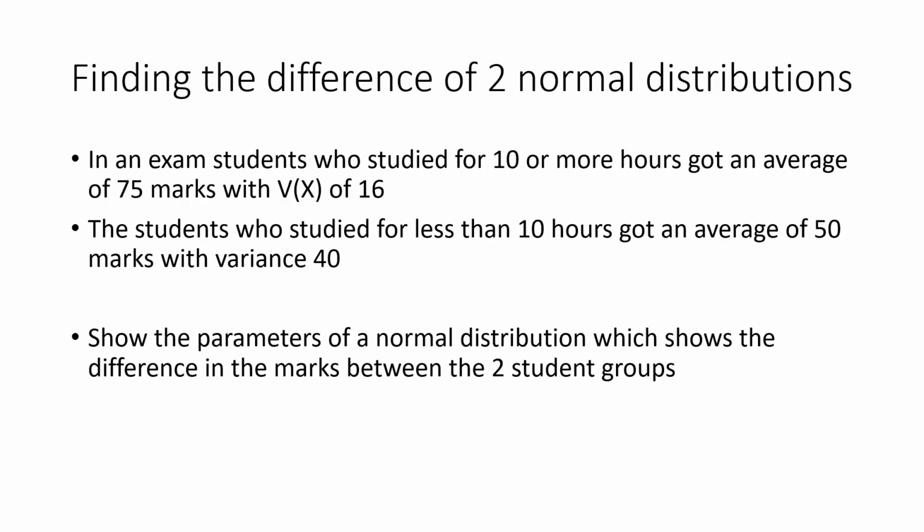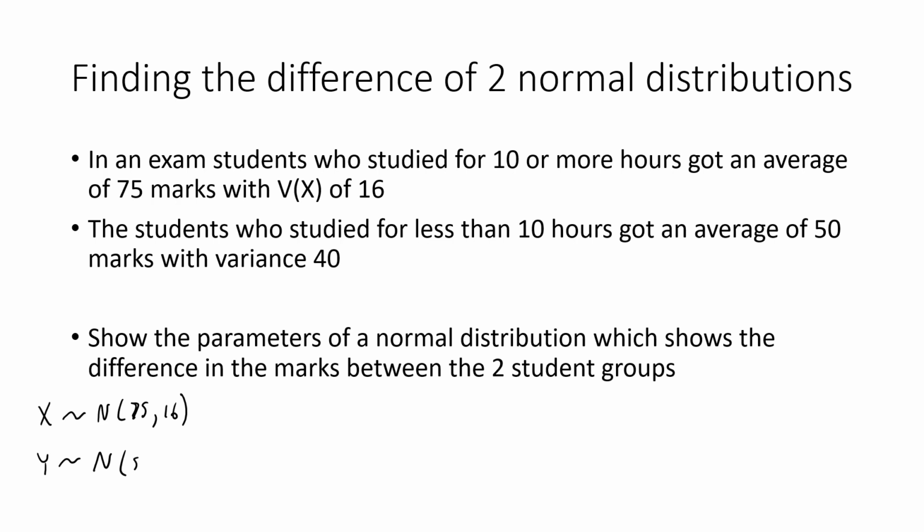We can also be asked to find the difference between two normal distributions. So an example of this would be, in an exam, students who studied 10 or more hours got an average of 75 marks with a variance of 16. The students who studied less than 10 hours got an average of 50 marks with a variance of 40. Show the parameters of a normal distribution, which shows the difference in the marks between the two students. So again, we assign variables. So X is for people who studied, which is 75 and 16. And Y is for people who didn't study, which is 50 and 40.